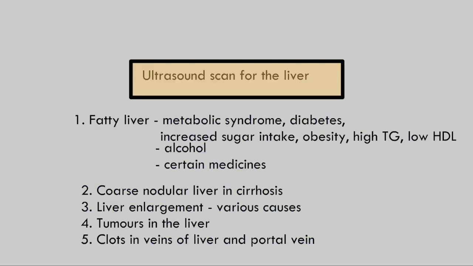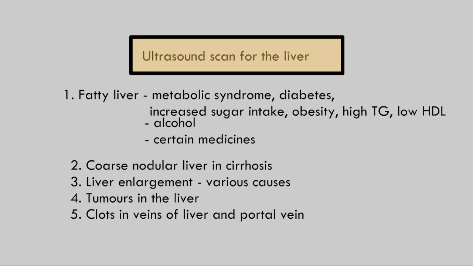Ultrasound scans for the liver can show a fatty liver and metabolic syndrome, diabetes, increased sugar intake, obesity, high triglycerides, low HDL, alcohol consumption. There can be a coarse nodular liver seen in cirrhosis. Liver enlargement can be seen. Tumors can be seen. Clots in the veins of the liver and portal vein can be seen.